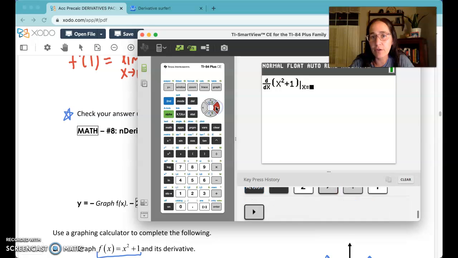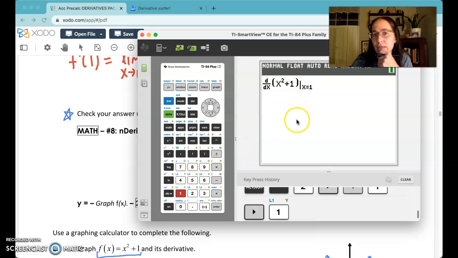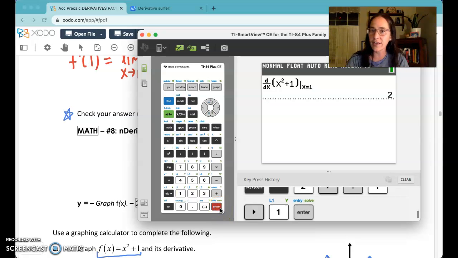Now, the calculator is really good at taking the derivative at a certain point, like what we just did. Where do we want the slope of the tangent line? We want it at x equals 1. So that would be the very last thing to plug in this notation. Hit enter, we check our answer, yay, we got it right as a 2.